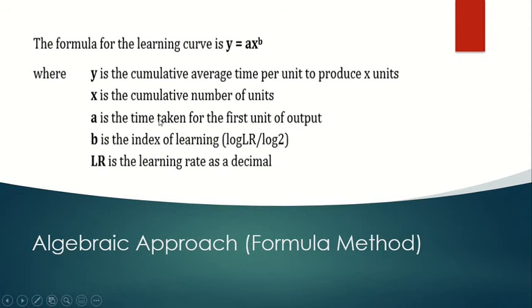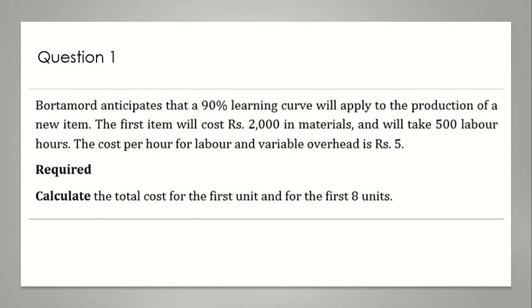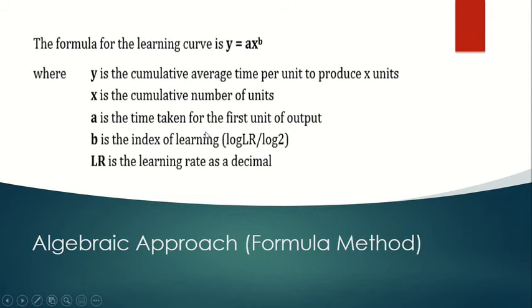A will be the time taken for the first unit of output. So A will be the first unit's time requirement. 500 hours, 800 hours. In our previous examples, this 800 hours was the first unit's time requirement. In this example, 500 hours is the first unit's time requirement. So likewise, A will be the first unit's time requirement.